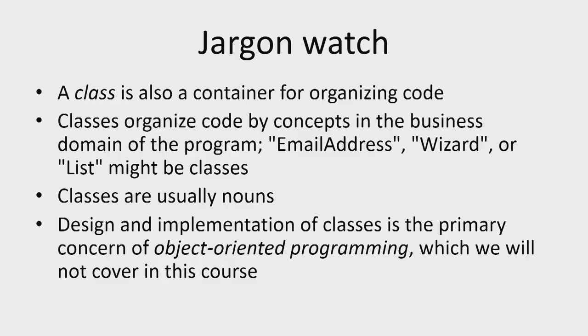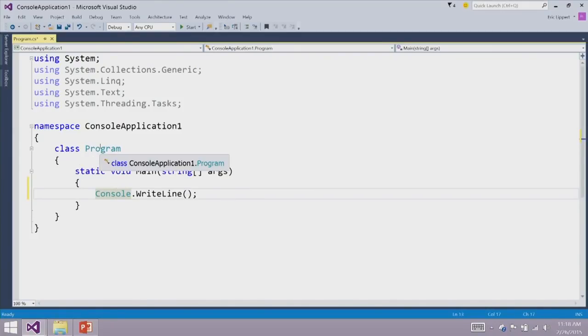Design and implementation of classes is pretty complicated, and it is the primary concern of a style of programming called object-oriented programming. I mentioned in an earlier video that C# was designed to be an object-oriented programming language. We're going to talk very little about object-oriented programming in this course. All right, so let's go back to Visual Studio here. And we can see that inside the class, which is called Program, and in this course, every class that we make is going to be called Program, just about. This is very straightforward procedural programming that we're doing here.